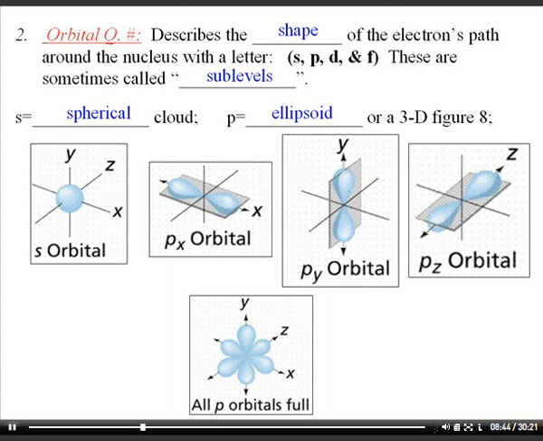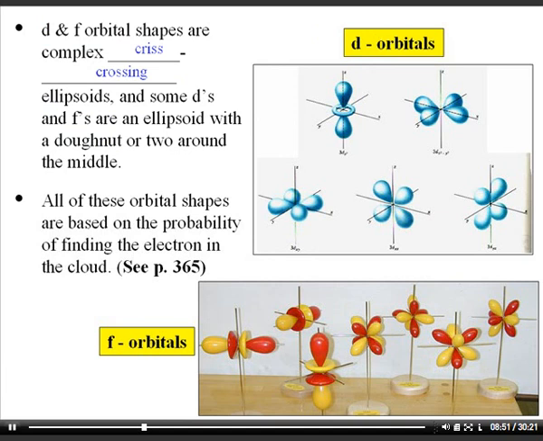They do not fly around in nice little circles. Sometimes it's a sphere, sometimes it's an ellipsoid, and the other 2 shapes are on the next slide. The D and F shapes are a lot more complicated. You can see from the pictures they look like crisscrossing figure 8s, or crisscrossing ellipsoids, and one kind of has a cool looking donut around the middle, kind of like a hula hoop around a figure 8.